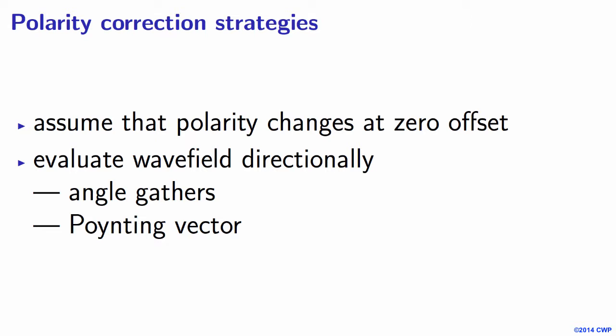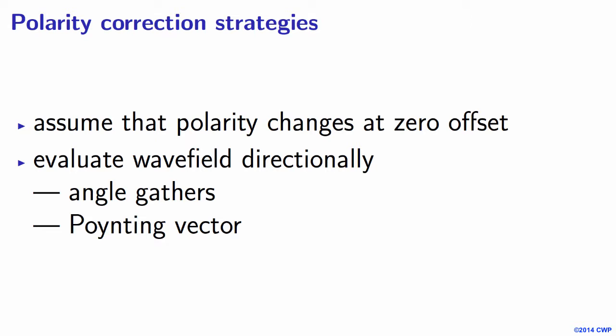However, the polarity change indeed happens at zero incident angle, at normal incidence, which is different from zero offset in most cases. So this assumption only holds in the cases with only horizontal reflectors. A more correct method is to first compute the incident angles, and then change the sign of the image where the incident angle is negative.